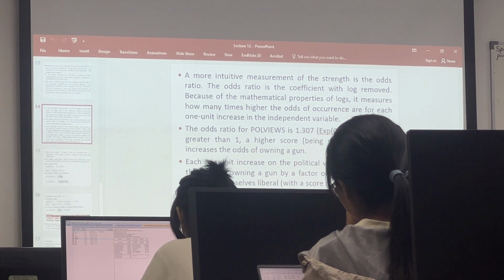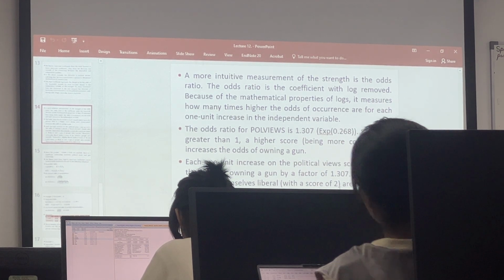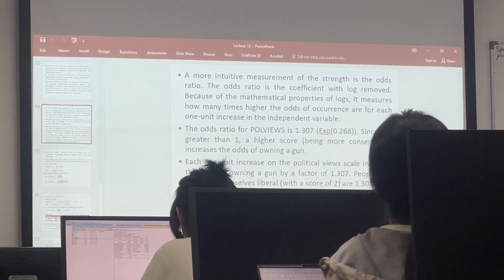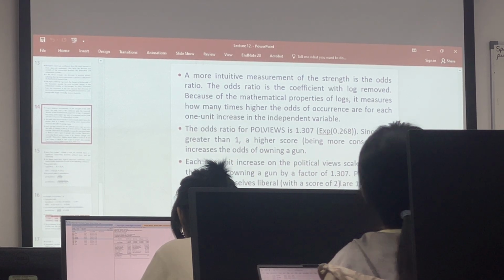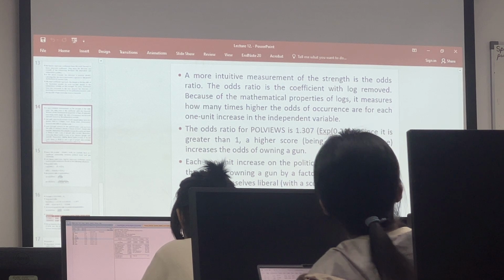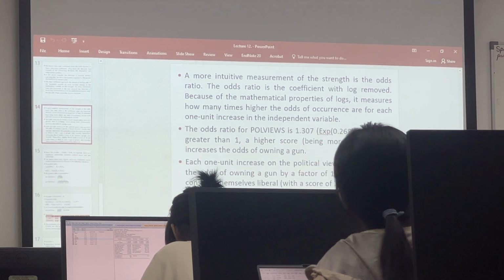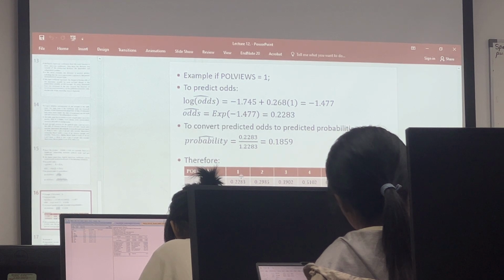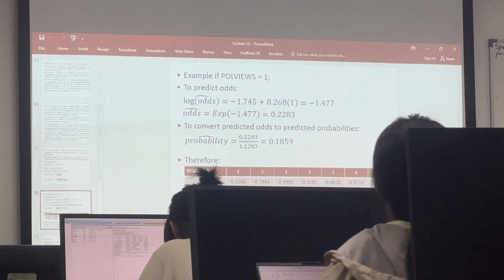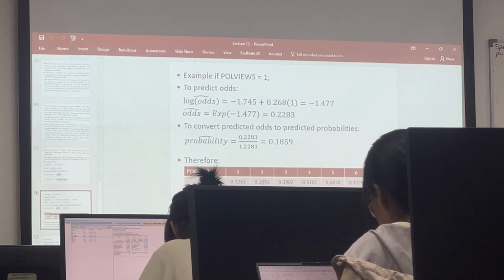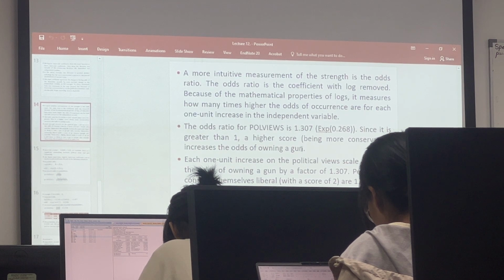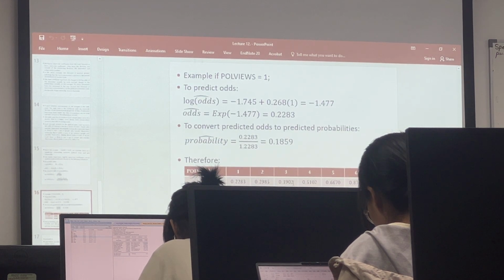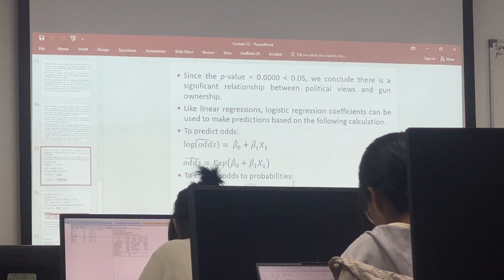So meaning that the higher the level of the political views, the odds will increase. You multiply the odds ratio by 1.307. For example, later on you will see that for the case of political view equal to 1, you get this odds ratio, and when you multiply by 1.307, you get this, and so on. So each level, multiply by 1.307, and use that odds ratio for the next level.